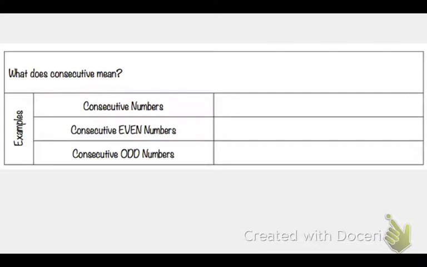Let's look at this. So what does consecutive mean? Consecutive just means one after another. So that's like 1, 2, 3, 4, 5, 6, 7, 8. That's just consecutive. So consecutive numbers would just be 1, 2, 3, 4, 5, 6. And a way you can write that is x, and then x plus 1, x plus 2, x plus 3, x plus 4, x plus 5, and it keeps going like that.